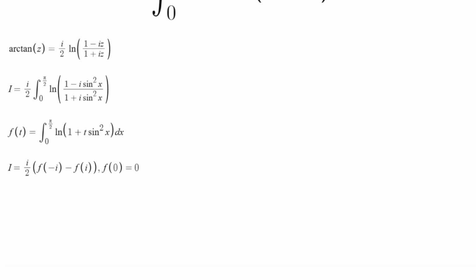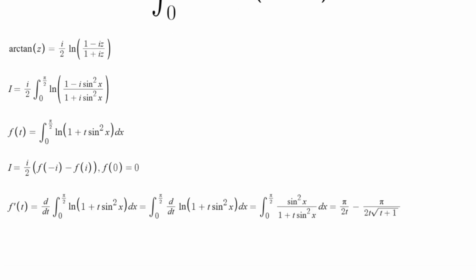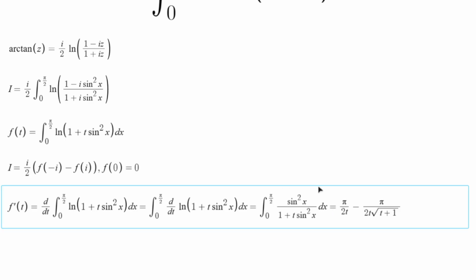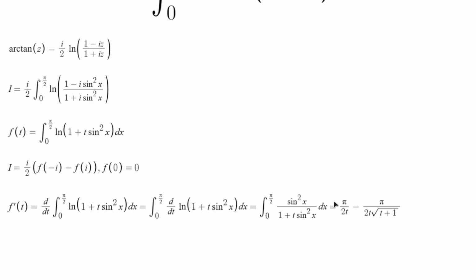All right, so next step, we are going to differentiate f of t with respect to t using the Leibniz rule for differentiation under the integral sign. And here's where I skip a little bit of the steps. We can take the derivative directly of our f of t by just taking the partial with respect to t of the integrand. And if you do that, you'll see that the integrand becomes this.